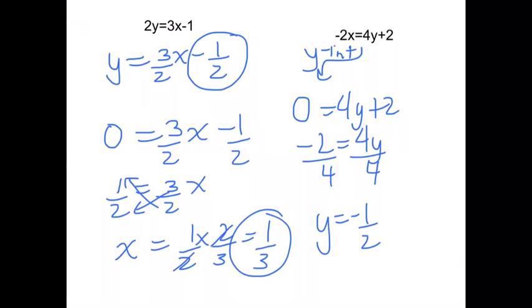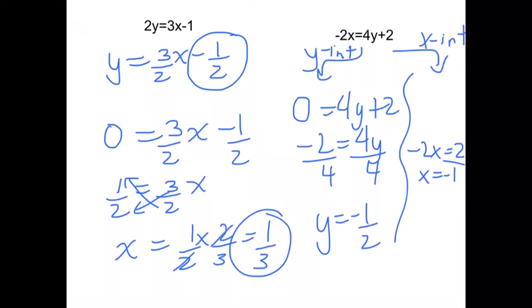Okay, so now what I need to do is find my x-intercept. And this one's going to be a little bit easier. So when I get my x-intercept, I set y equal to 0. So I'm going to have minus 2x equals 2, and in this case, x equals minus 1. So there is my x-intercept, and there's my y-intercept.